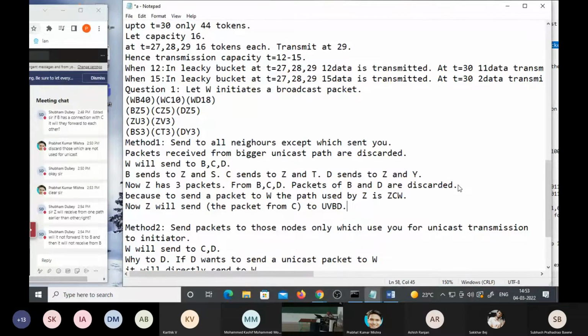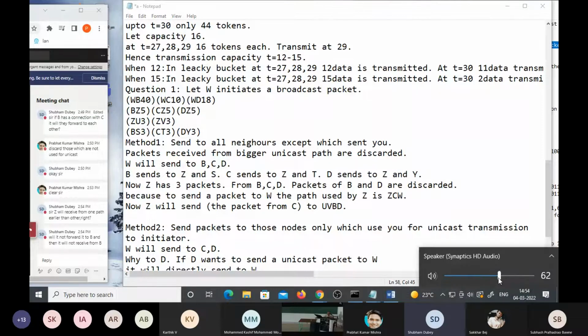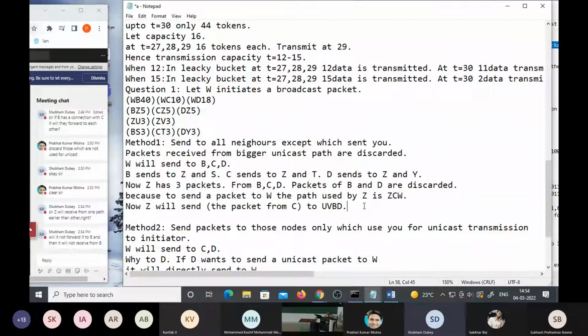Subham, why are you saying it will not forward to B and then it will not receive from B? Sir, I'm just saying if it receives from C firstly, say at t equal to 20, and from B at t equal to 30, then when it receives from C at t equal to 20, will it not send it to B, and then B will not send it back to Z because it has received it from Z. I cannot properly understand it, but is whatever I have written correct or not?